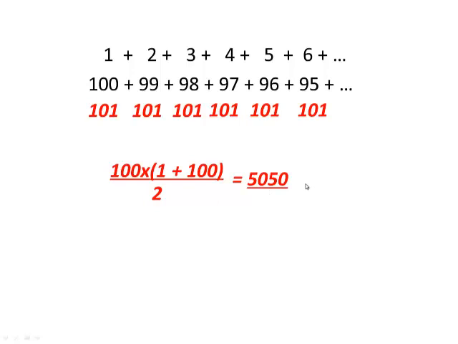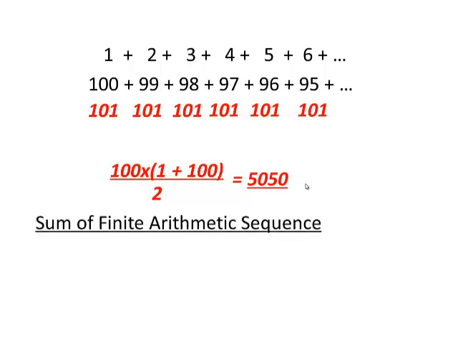So because of Gauss, we have this formula. It's called the sum of a finite arithmetic sequence. Finite means that it ends. Infinite means that it doesn't end. So the sum of a finite arithmetic sequence is this.